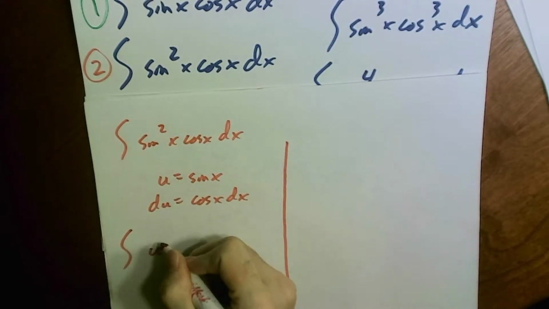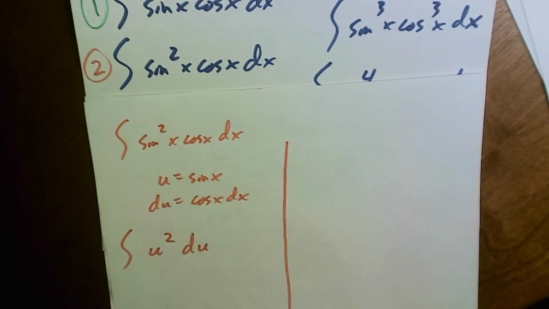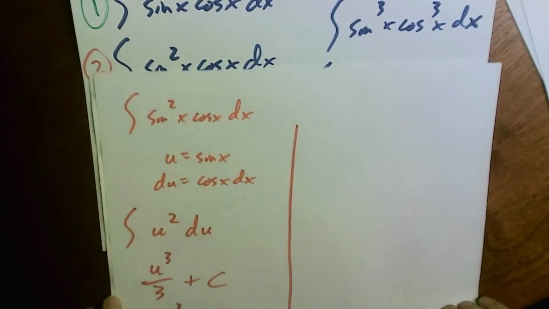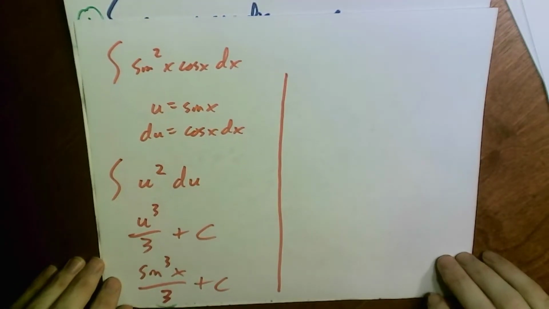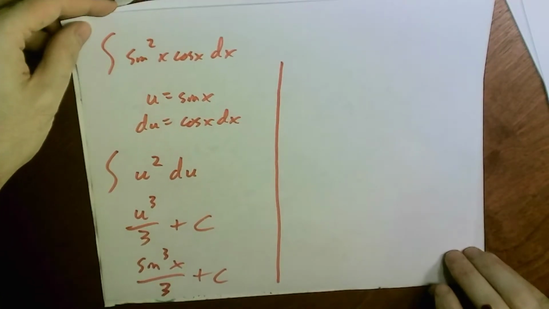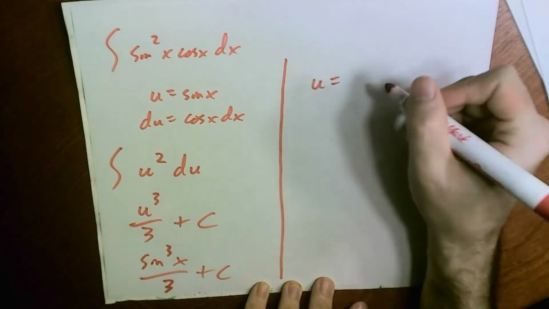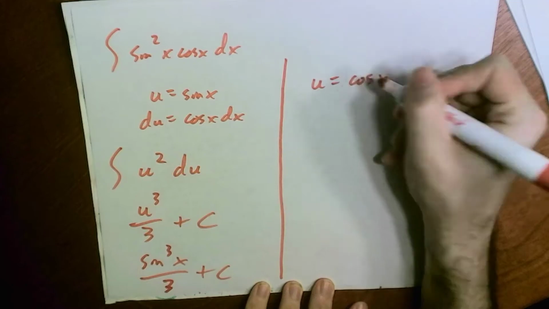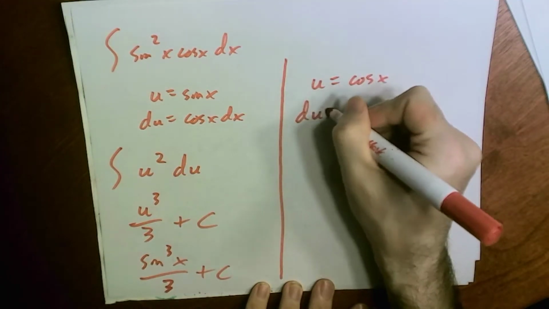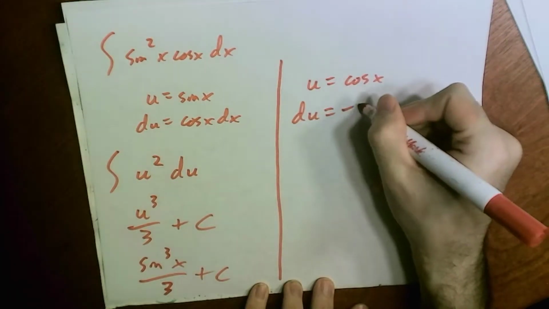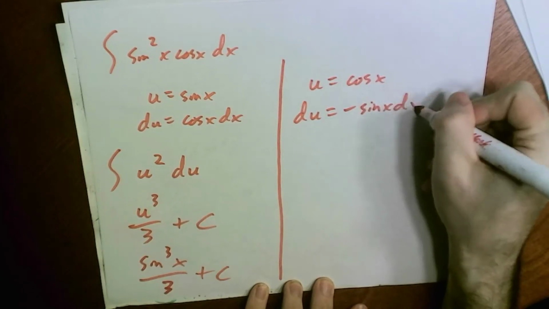I have u squared, but that's fine. I can work with that. So I get u cubed over 3 plus c, which would be sine cubed x over 3 plus c, right? No big deal. Oh, I'm off the screen. I'm sorry. Sine cubed x over 3 plus c. No problem. So let's try it the other way while we're at it, right? This should work in multiple ways. Seems plausible, seems reasonable. So if u is cosine, du is again negative sine of x dx.